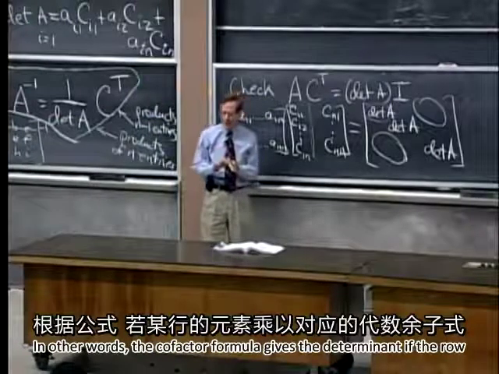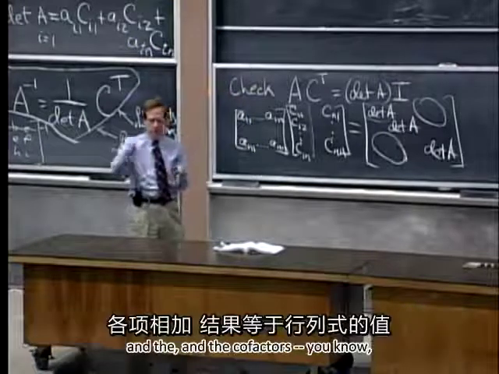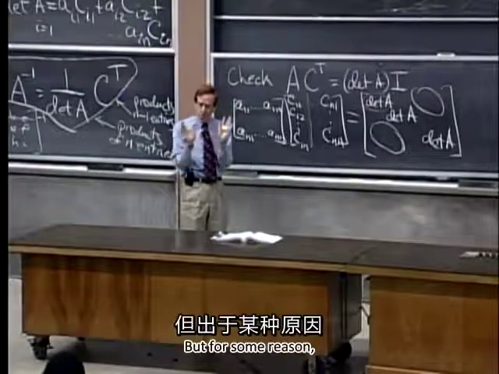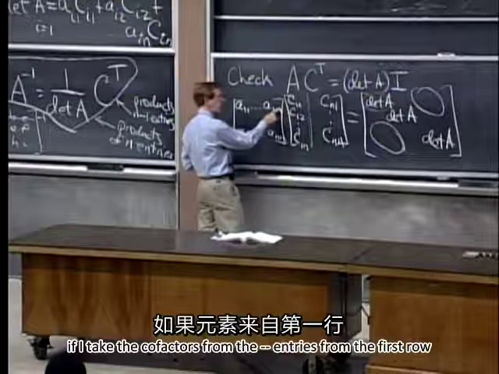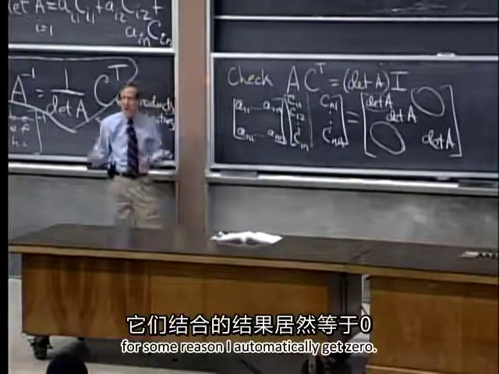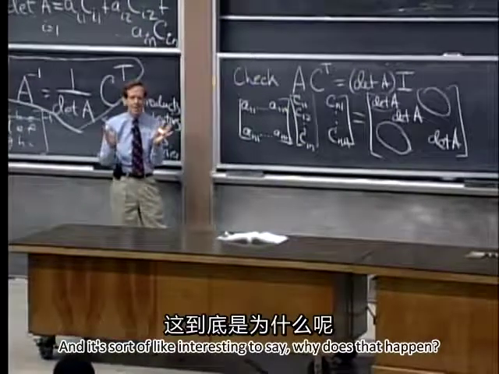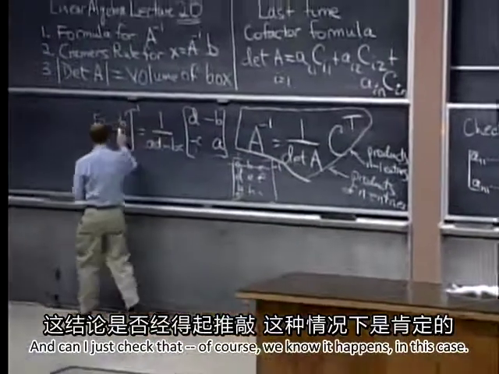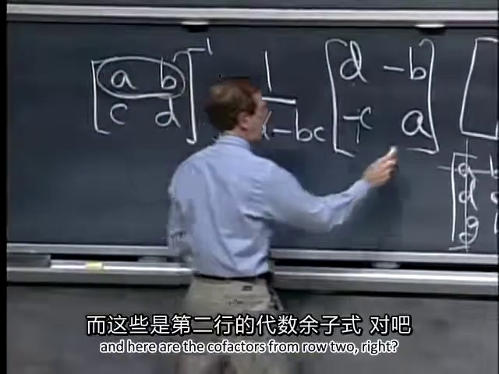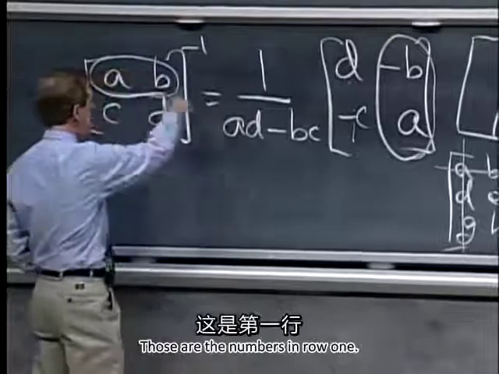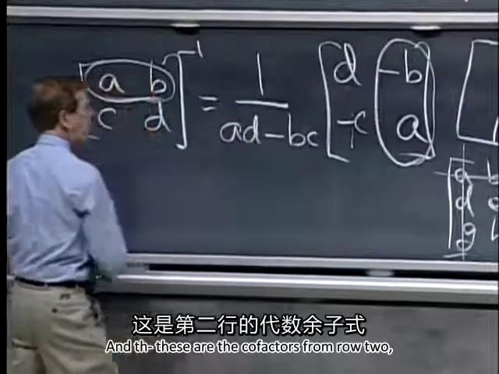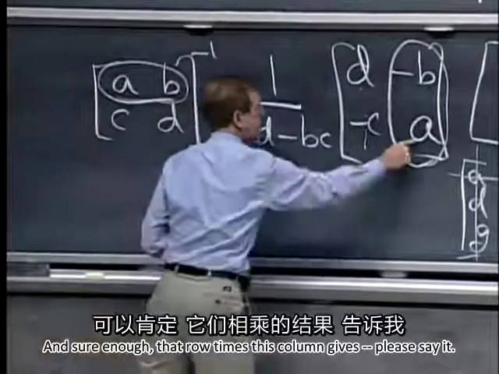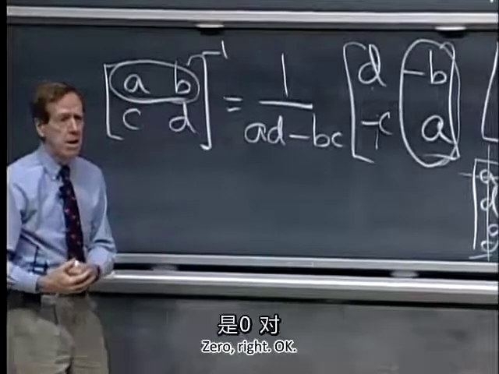In other words, the cofactor formula gives the determinant if the entries of A and the cofactors are for the same row. But if I take the entries from the first row and the cofactors from the second row, for some reason I automatically get 0. And it's interesting to ask, why does that happen? Of course, we know it happens in this case. Here are the numbers from row 1, and here are the cofactors from row 2, because the cofactor of C is minus B, and the cofactor of D is A. And sure enough, that row times this column gives, please say it, 0.